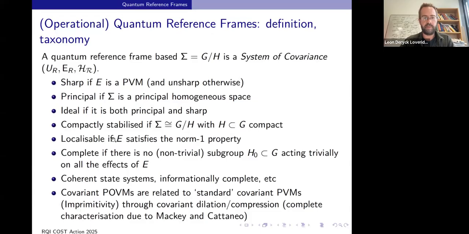Another key definition is localizability. So this E, again, should be E_R, satisfies the so-called norm one property. I'm not going to say exactly what that is, but what it means is that we can localize sequences of states arbitrarily tightly in any interval. This is a property that's satisfied by all projection valued measures. I don't need to say too much about the other definitions, so I think I'll just move on. The key point for us is that all quantum reference frames can be related to a sort of standard quantum reference frame through this dilation theory. So that's going to be important soon.